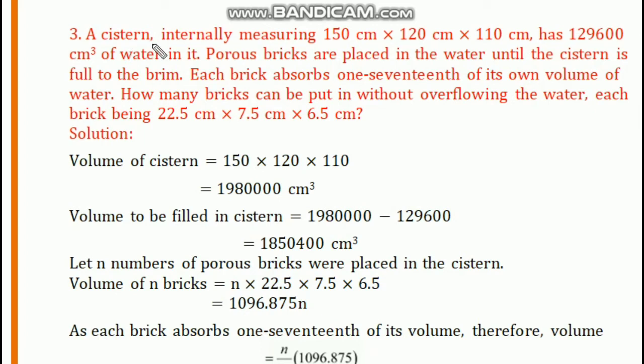Here a cistern is given, a water filling tank, which looks like a cuboid shape. At the same time, the tank has 1,29,600 centimeter cube of water in it. Here we need to fill some bricks inside, but one condition is given: the bricks can be put in without overflowing the water.